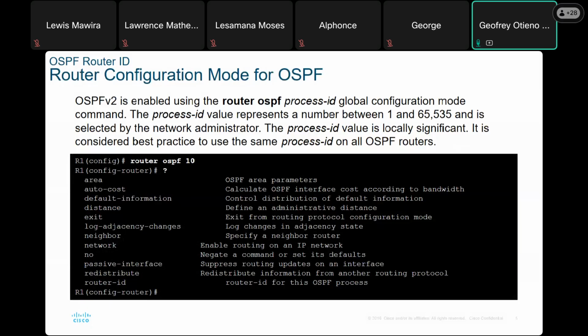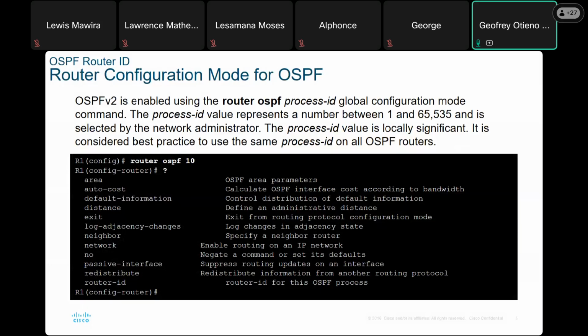And in that case, they do recommend that if you can, use the same process ID on all your OSPF routers, that's okay. But still you can have different process IDs, like 10, like 20, like 30 in each and every router, because that's still within the range. But sometimes they encourage you to maintain the same one in all the routers that you are trying to set up.